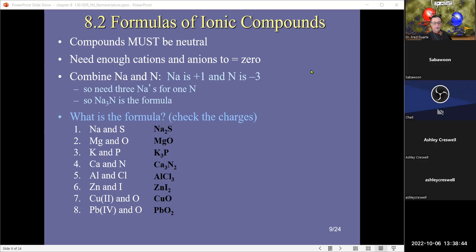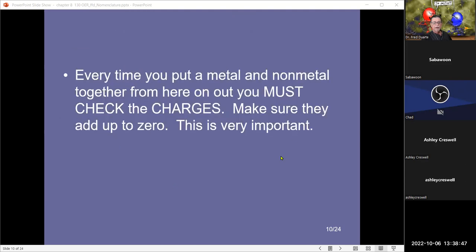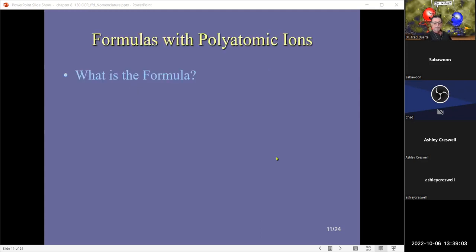All right, so we went over the names. Okay, so the point here: every time you put a metal and non-metal together, make sure you check for the charges. Okay, you want to make sure that you're using the correct oxidation state for the metals. Okay, and then you put enough of them so they add up to equal 0. Okay, now what about the polyatomic ions? So how do we utilize those? Well, let's figure this out. So same thing, the only difference is now you're given the polyatomic ion and you're asked to write a formula.